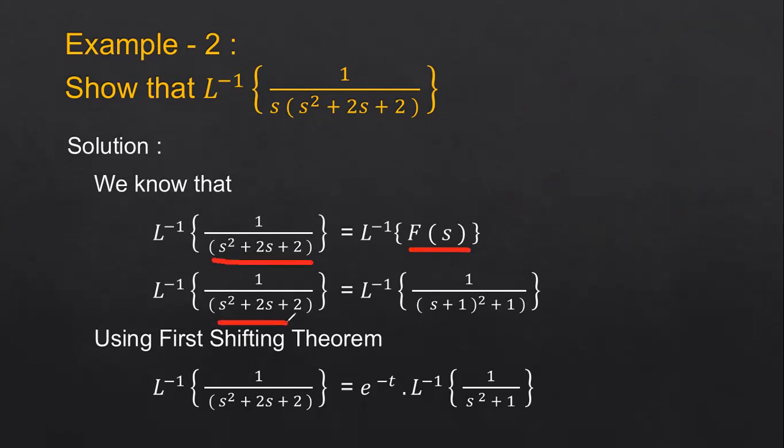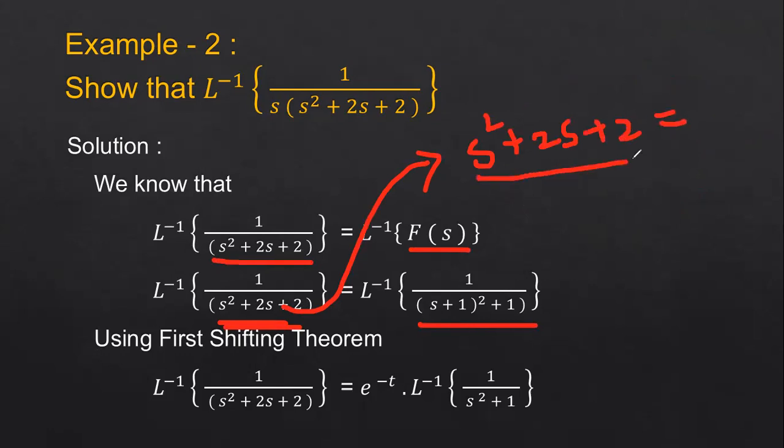So now this can be simplified as, this is a quadratic equation. We already did these problems in the first shifting theorem, but once again I am explaining. s square plus 2s plus 2 can be written as a square plus 2ab. So 2 into a value is s. What value do you have to substitute here to get this 2s? That is nothing but 1. If you put 1 here, then 2 into s into 1 is nothing but 2s.